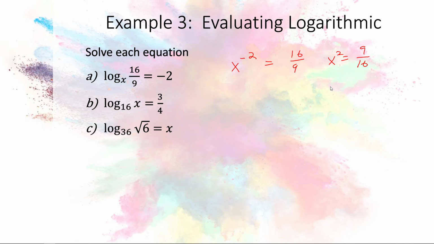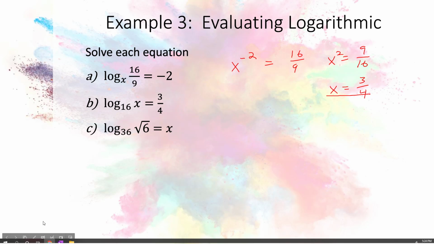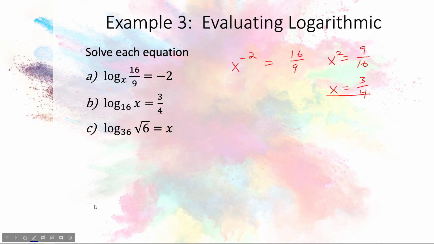If that's the case, then x can either be plus or minus the square root of this, but since x must be a positive number, we only need to look at the positive square root, and the square root of 9 is 3, the square root of 16 is 4, so it turns out in this particular case x must be equal to 3/4 for part A. What about part B? Well, for here we have 16 raised to the 3/4 power must be equal to x.